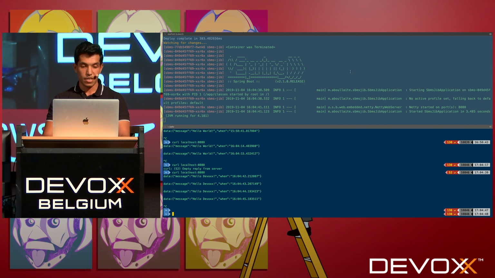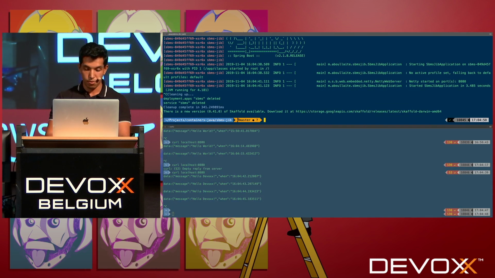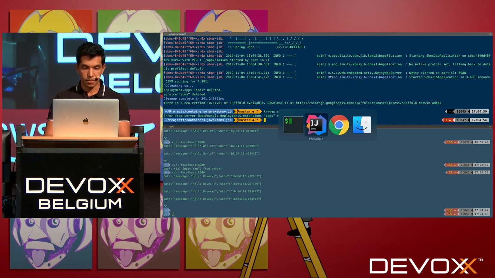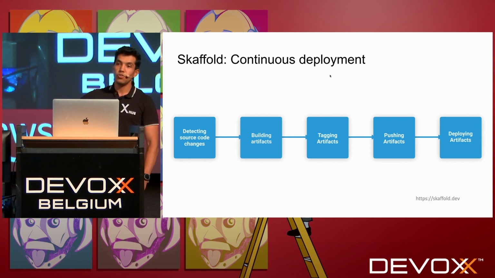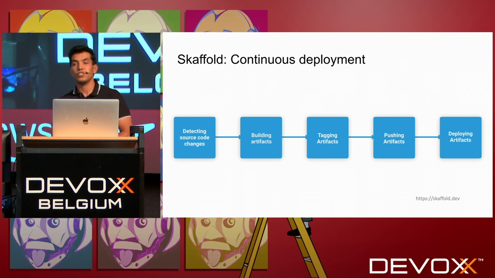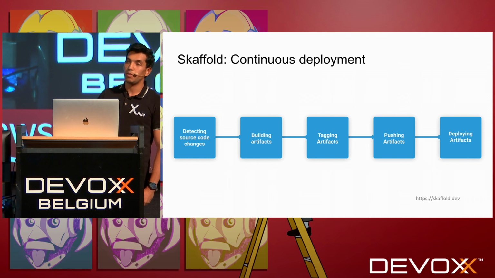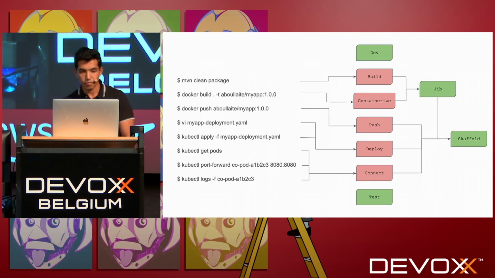So that was Skaffold. Skaffold enables you to continuously deploy your application into your Kubernetes cluster, either remote or local. It handles everything from detecting the code changes, building your image, tagging it, pushing it into your registry, and then continuously deploying it into your Kubernetes cluster.